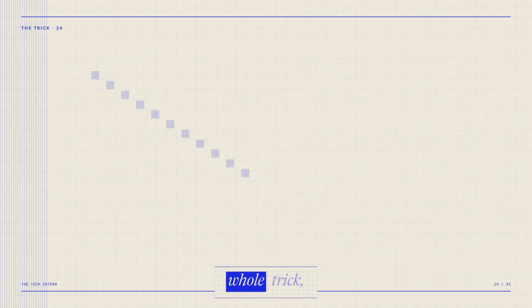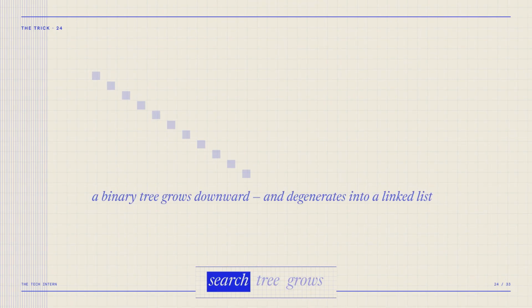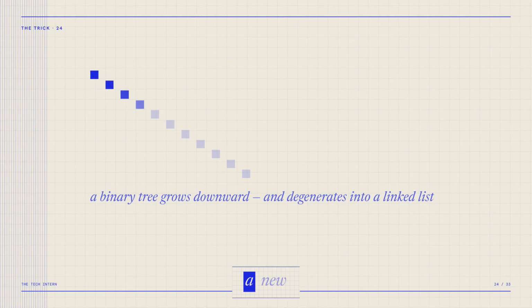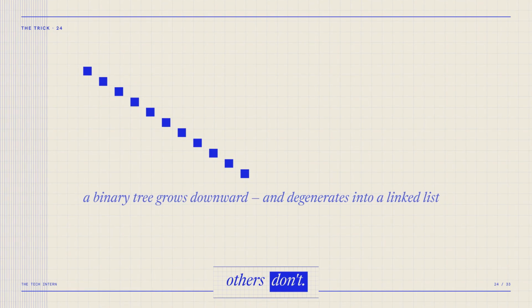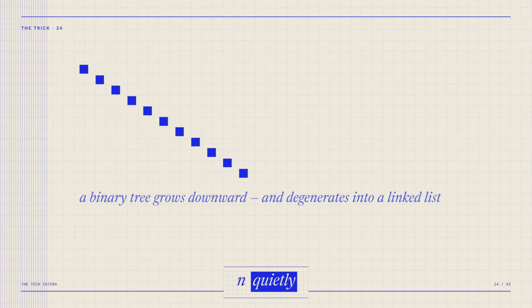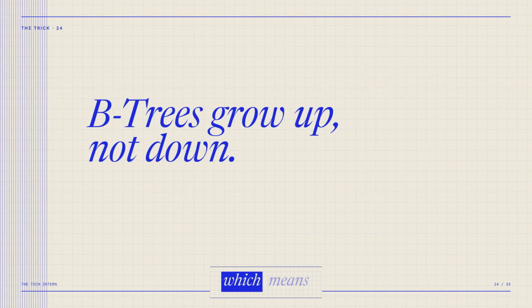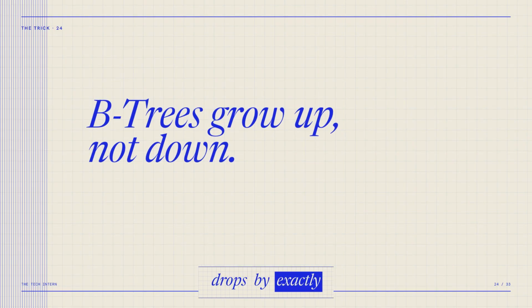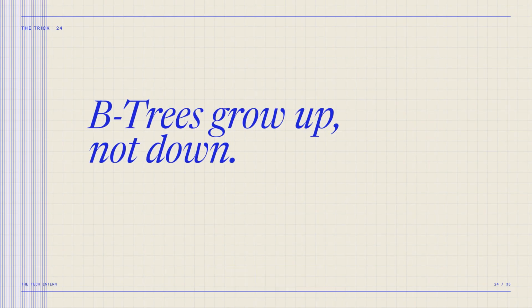And this is the whole trick, so let me say it plainly. B-trees grow up, not down. A binary search tree grows downward. You hang a new node off a leaf, and that branch gets deeper while the others don't. That's how it degenerates into a linked list, and how your O of log n quietly becomes O of n. A B-tree can only ever get deeper by adding a level at the root, which means every leaf drops by exactly 1, simultaneously. Balance isn't something the tree repairs after the fact.